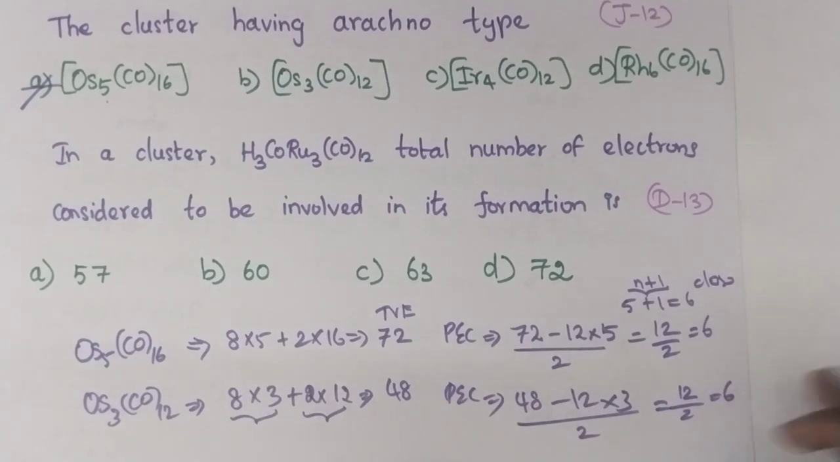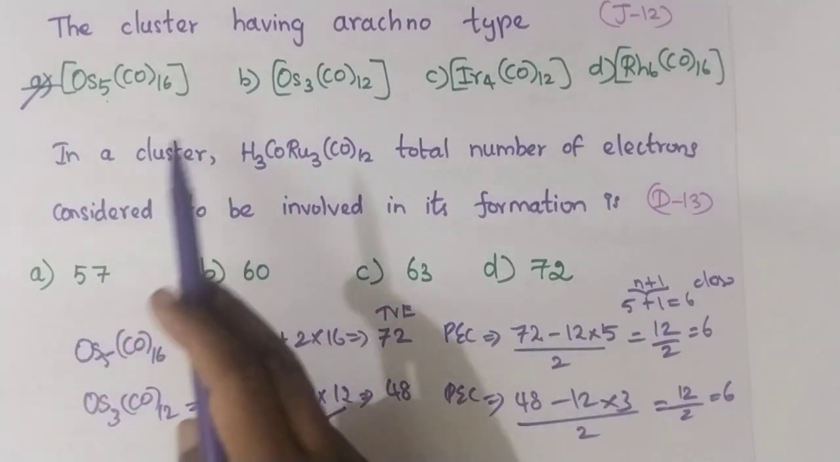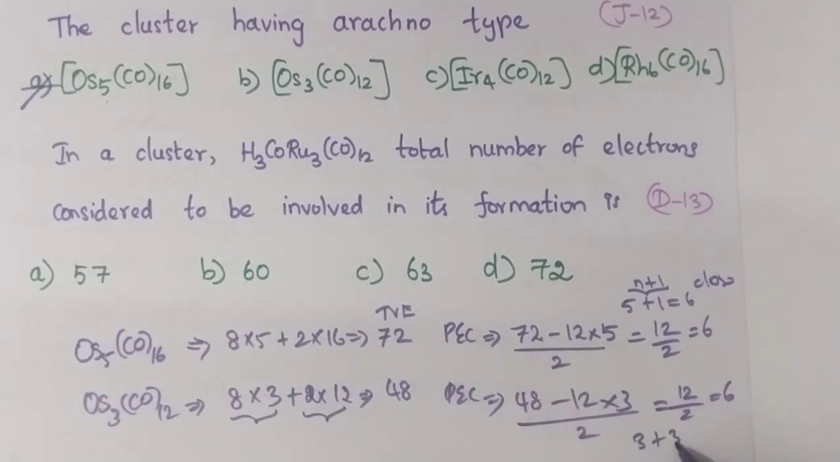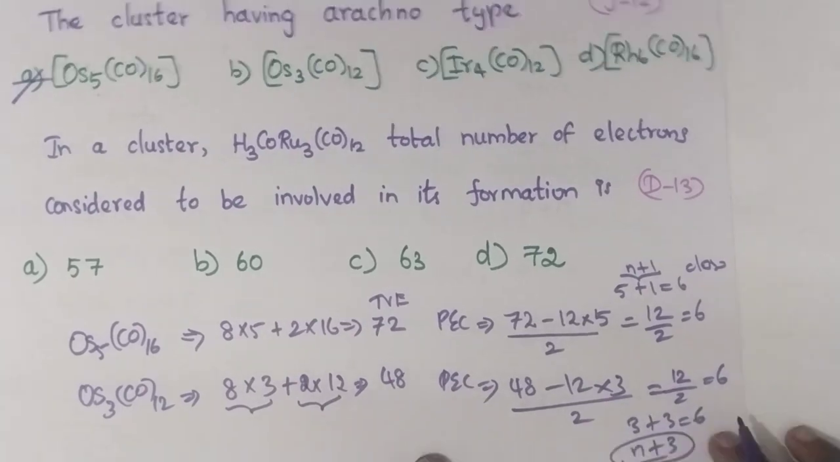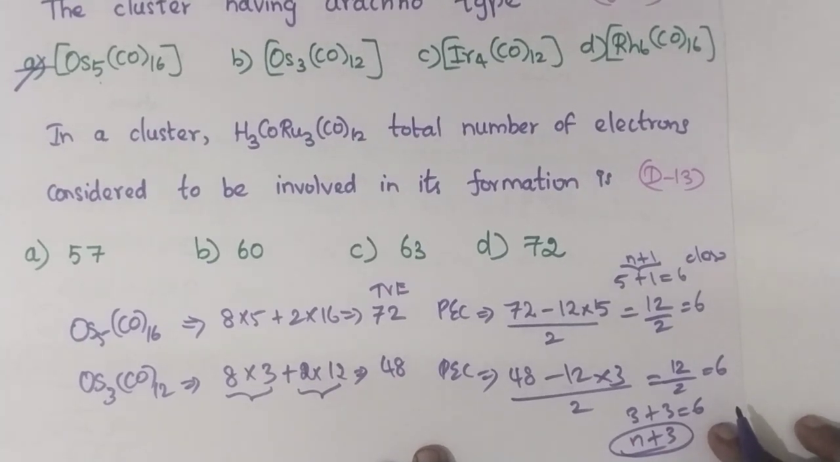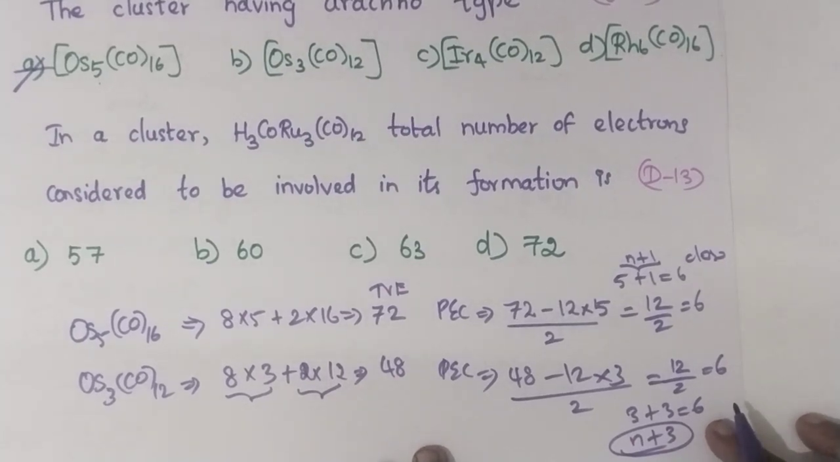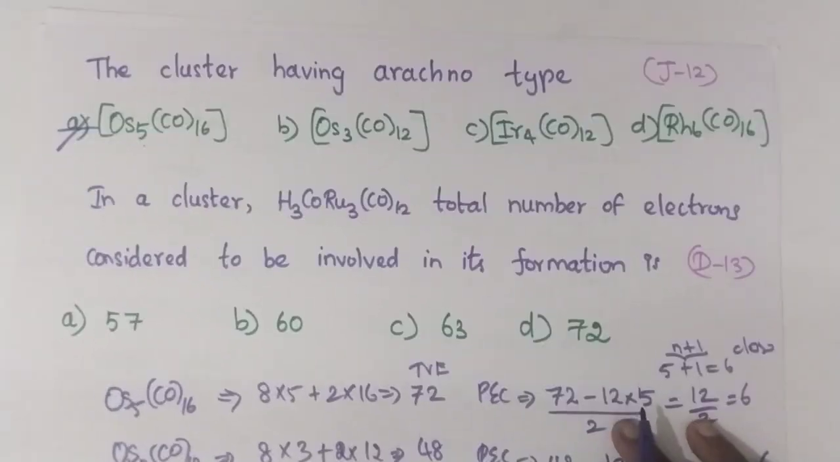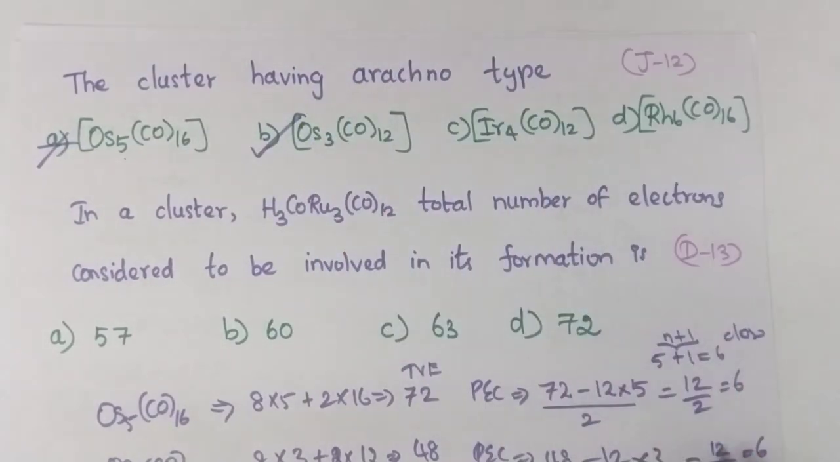Here also 6. But the number of metal atoms is 3, right? So 3 plus 3 will give you 6, which means n plus 3 format. N plus 3 means arachno, right? N plus 1 closo, n plus 2 nido, n plus 3 is arachno. So they have asked arachno, right? Hence this is the option.